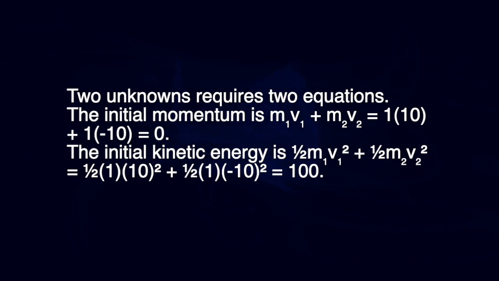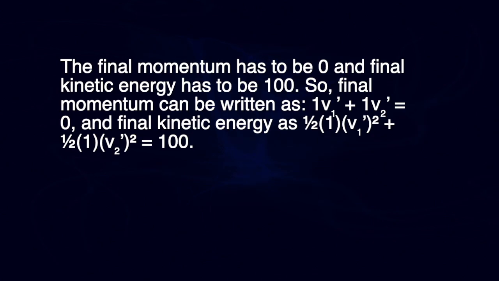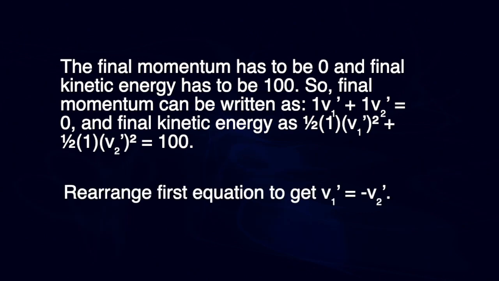The initial momentum is m1v1 plus m2v2 equals 1 times 10 plus 1 times negative 10 equals 0. The initial kinetic energy is 1/2 m1v1 squared plus 1/2 m2v2 squared, which equals 1/2 times 1 times 10 squared plus 1/2 times 1 times negative 10 squared, which equals 100. The final momentum has to be 0, and the final kinetic energy has to be 100 because it's an elastic collision. So, final momentum can be written as 1 times v1 prime plus 1 times v2 prime equals 0, and final kinetic energy as 1/2 times 1 times v1 prime squared plus 1/2 times 1 times v2 prime squared equals 100. If we rearrange the first equation, we'll get v1 prime equals negative v2 prime.